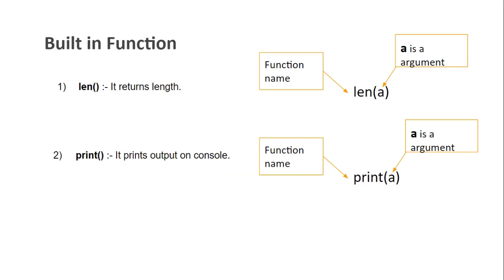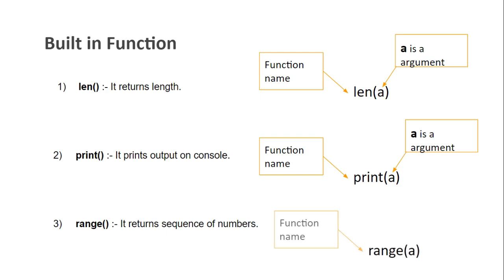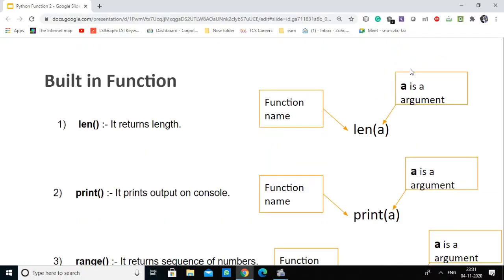So our last function in this video is range. It simply returns sequence of numbers. It can take up to 3 arguments. So as we can see, range is function name and a is argument. There are many predefined functions in Python. So in this video we have seen only 3 functions, but don't worry, as we go in this series you will see more built-in functions. So now let's take this up to IDLE.